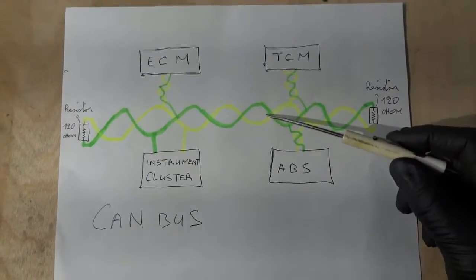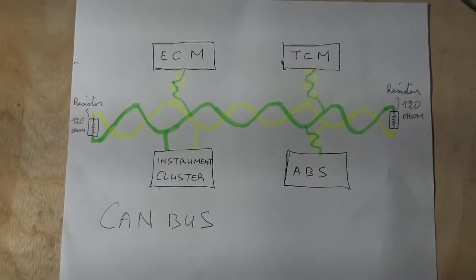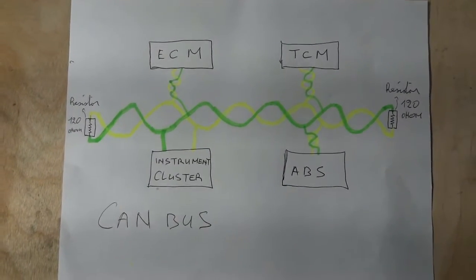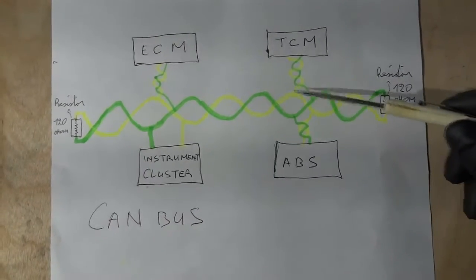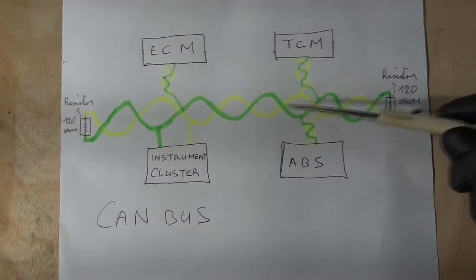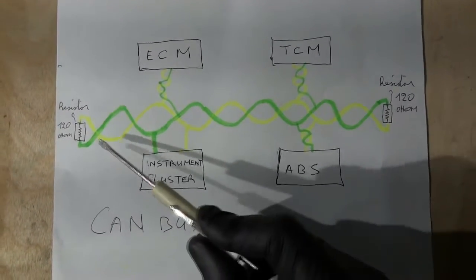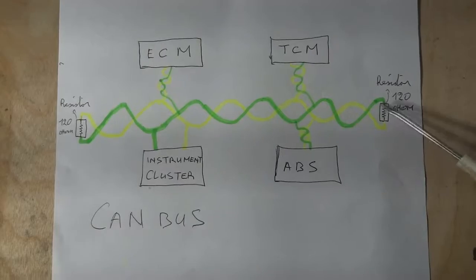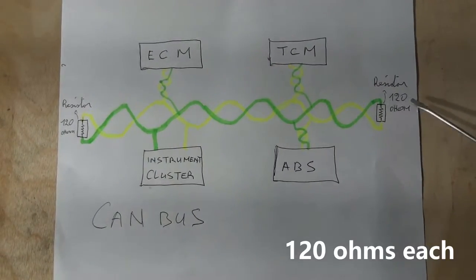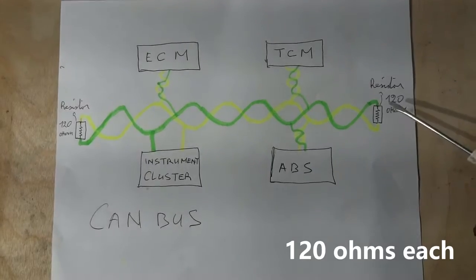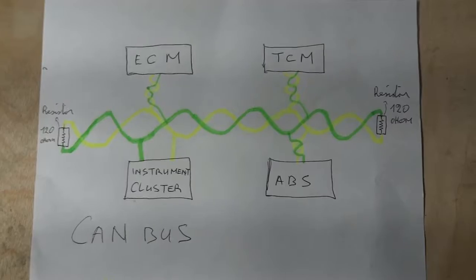I wanted to do this because I wanted to show you that these wires are twisted. Although on the other wiring diagram we looked at, these wires were not twisted. I want you guys to know that these wires are twisted as a pair, and this is how you're going to see them on the vehicle. And on each end of the network we have 2 resistors, which are 120 ohms. So 120 ohms for each resistor.